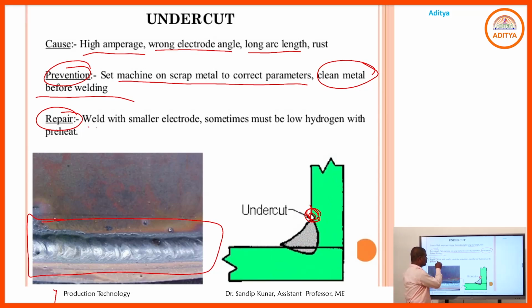So how to repair? Weld with a smaller electrode, meaning a small size of electrode is used for the welding purpose. Sometimes it must be low hydrogen with preheat. Sometimes we use low hydrogen electrodes with preheat. Those things are also used to repair the undercut problem in the weld phases.